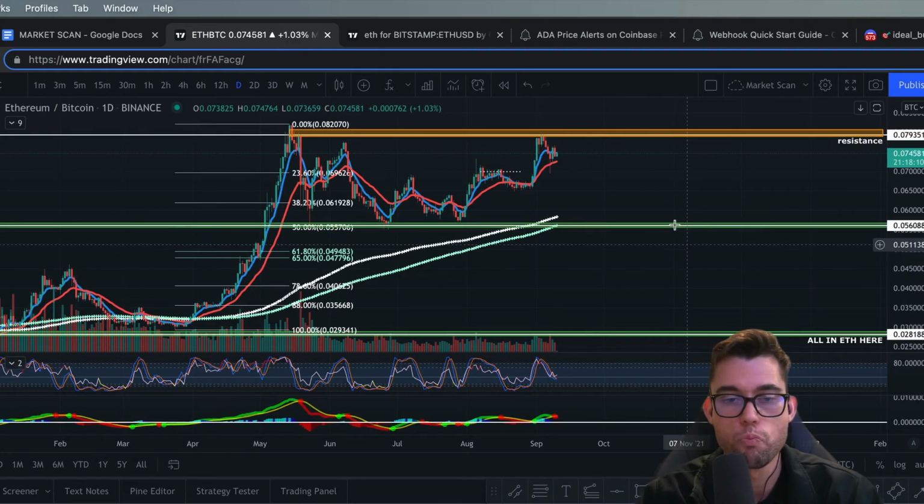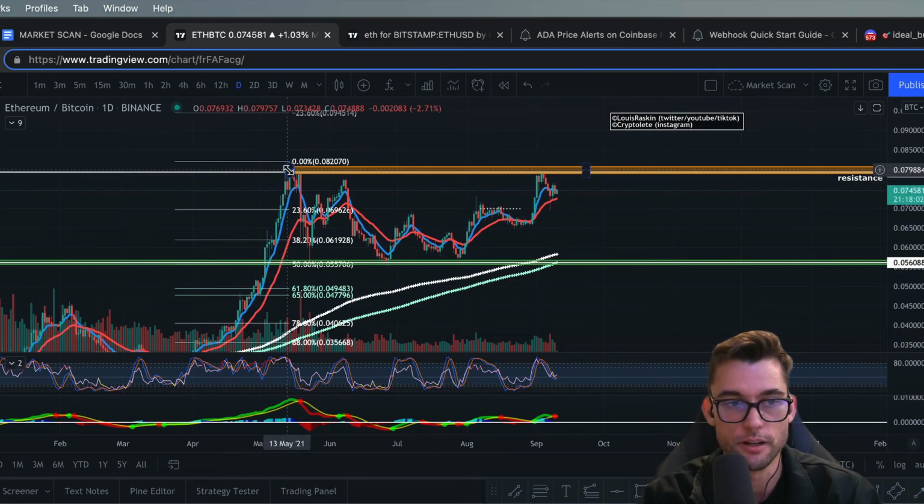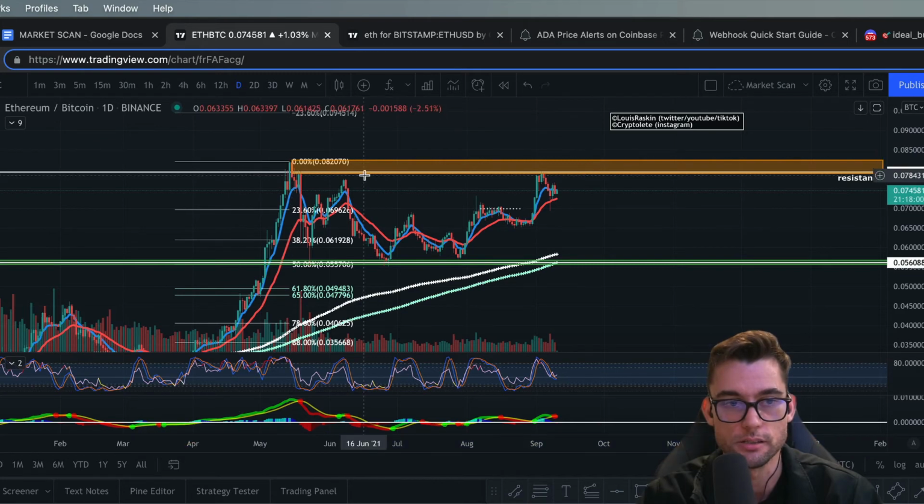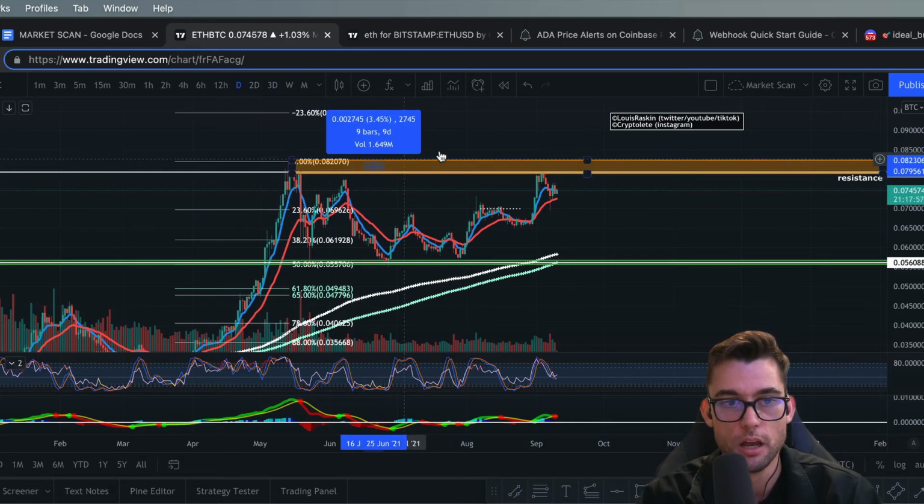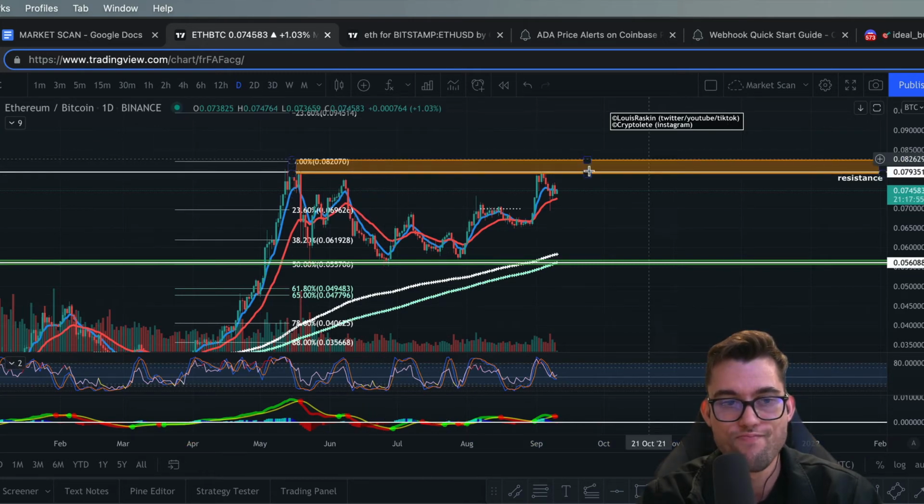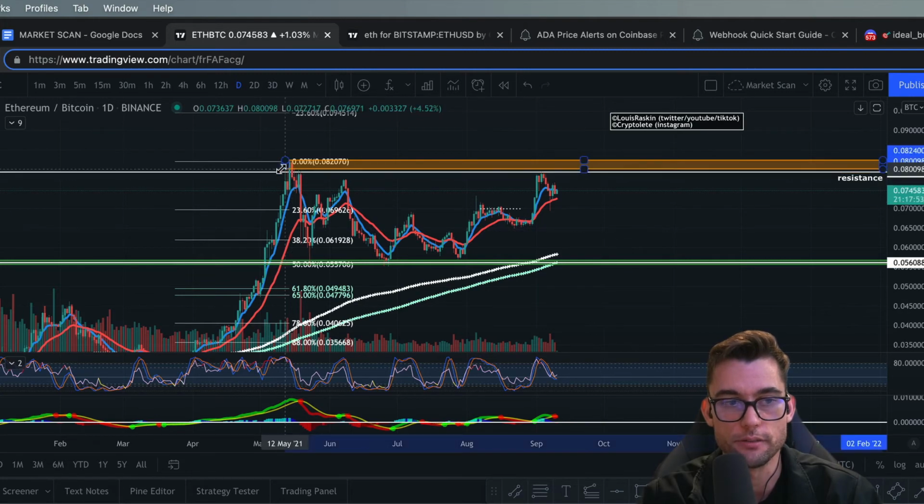But right now, this is Ethereum versus Bitcoin. It hit the resistance. This whole resistance zone right here, I guess you could say this entire thing is resistance. And then fell. It would have been really nice if it hit here and then I would have gone back into Bitcoin, but it doesn't always work like that.